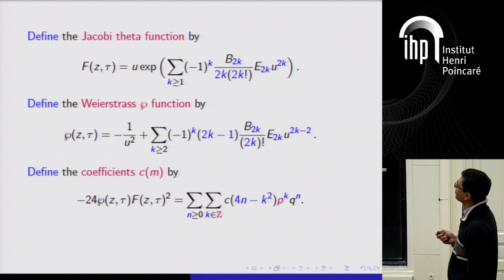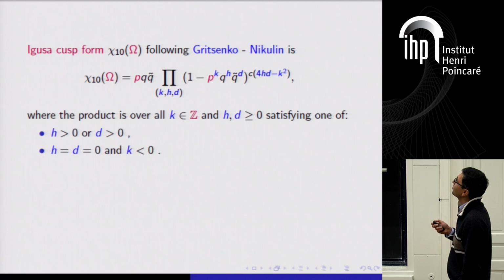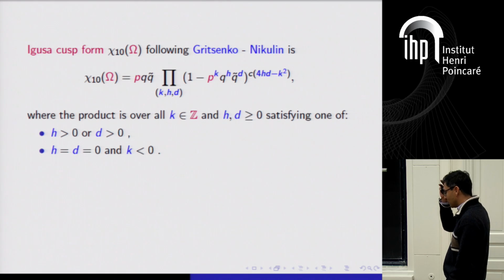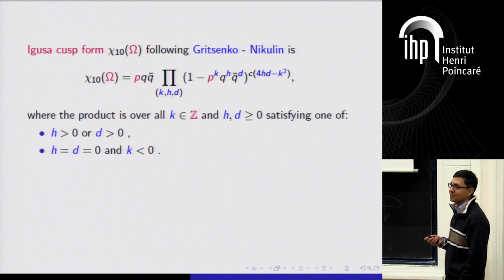And now I'm going to define these coefficients c. I define these coefficients using the Weierstrass function and this Jacobi theta. But unless one knows where this stuff comes from, it's basically crazy, right? So these define these coefficients. And the Igusa cusp form can be expressed in various ways, but it's P, Q, Q tilde, and I sum over these integers k, h, and d, and in the exponent I put these c's. This is one way to define it. There are various ways to define it. This one's by Gritsenko-Nikulin. But you can define it more abstractly: you define what a Siegel modular form is, and a weight 10 cusp form is a one-dimensional space.